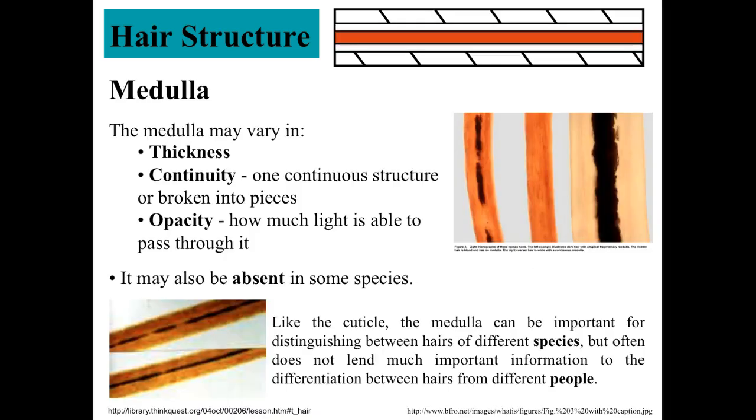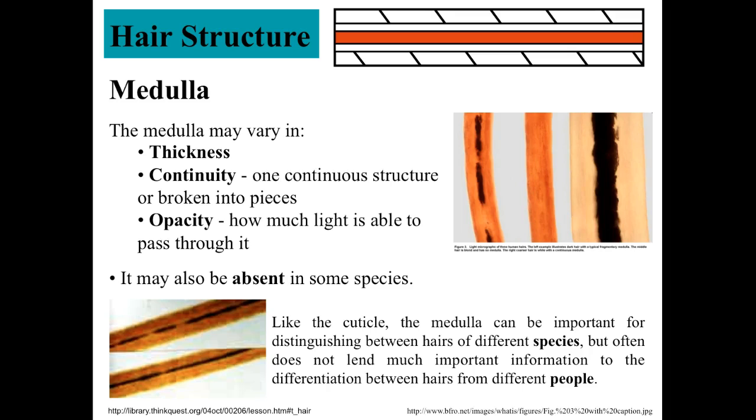And then we also have the medulla. The medulla varies greatly from hair to hair in thickness and continuity, and in opacity. In continuity, what we're looking at here is this very dark structure in the center of the hair. This would be a continuous medulla. In the next picture over, there is actually no medulla. And in the final picture here on the left, the medulla is broken up. It's very fragmented. So those characteristics can be helpful in identifying hair. We can also look at the opacity, which is how much light is able to pass through the hair, and that can be a helpful characteristic also.